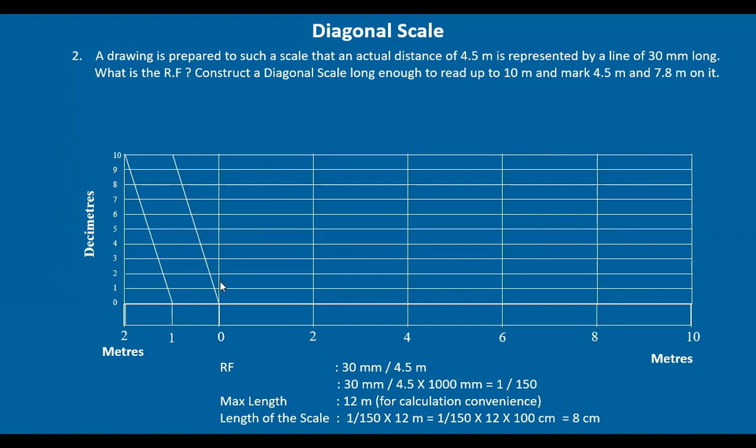First point is joined with the 0. Second one with the 1. That means here this length is actually 1 meter. This is equal to this. And this is 1 meter.